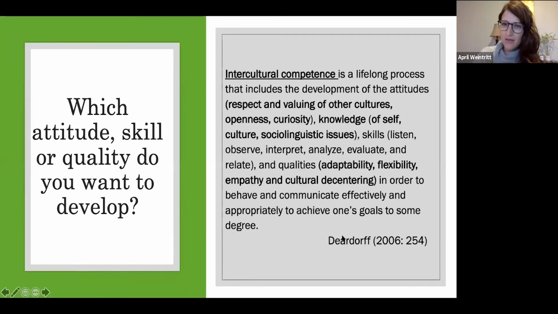And I'm actually going to give you a few seconds to think, to choose one of these, to choose respect, to choose valuing, openness, curiosity, a type of knowledge, or a quality, and think about what your students are facing as an obstacle. What is standing in their way of developing this skill, attitude, or quality? Because that's what's going to drive the type of activity you're going to make.